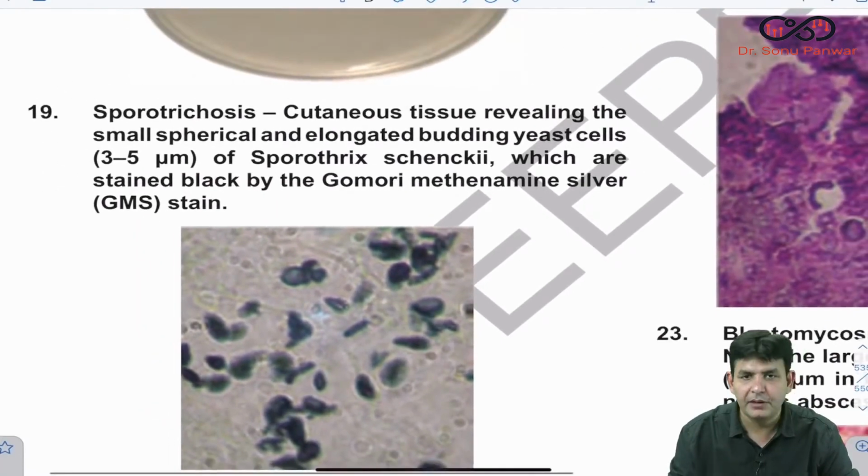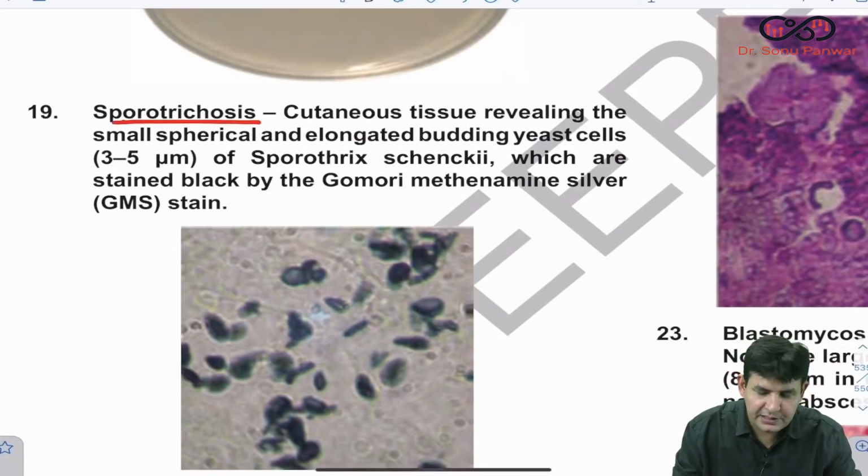Sporotrichosis is a dimorphic fungus, you know that. And what is the other name of sporotrichosis? It is also termed as rose gardener's disease. Okay, it is also termed as what? Rose gardener's disease. That is sporotrichosis.